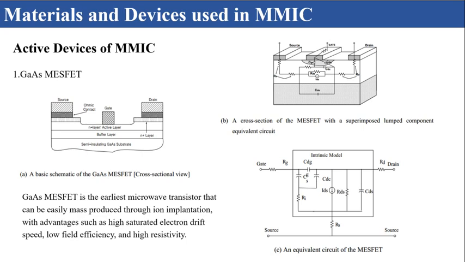And the first one, gallium arsenide MOSFET, is the earliest microwave transistor that can be easily mass-produced through ion implantation, with advantages such as high saturated electron drift speed, low field efficiency, and high resistivity. The structure and equivalent circuit of gallium arsenide MOSFET are shown in the figure.